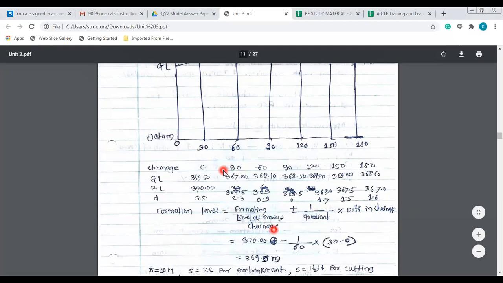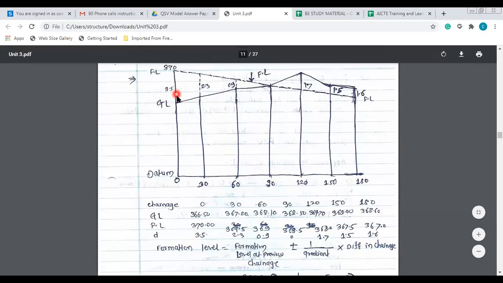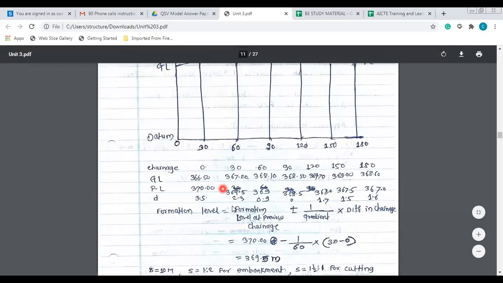So formation level at previous chainage. The first point is 0, and the second point is 30-meter chainage. If you want to calculate the formation level at this particular point, at 30 meter, you have to consider the formation level of the previous chainage, that is 370 meter. That is only given in the problem.